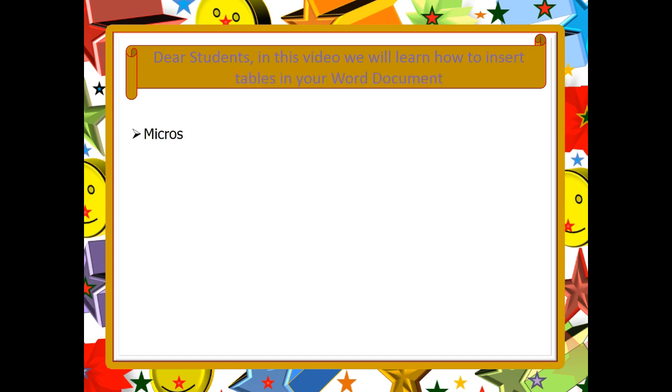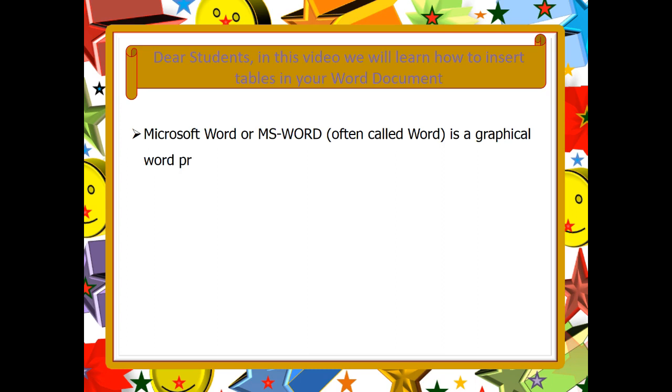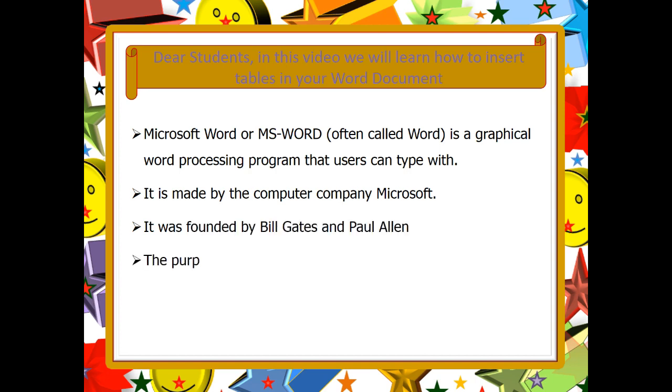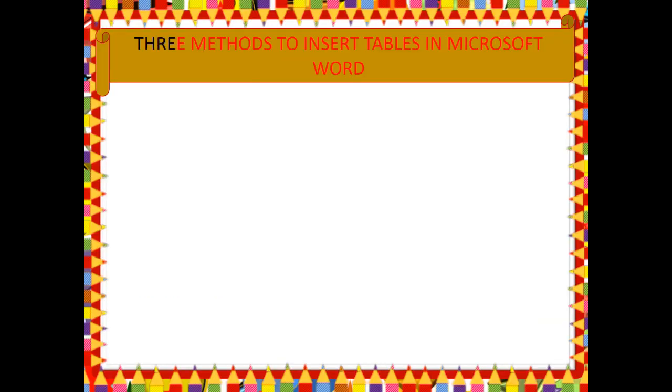First, we are going to see what MS Word actually is. Microsoft Word or MS Word, often called Word, is a graphical word processing program that users can type with. It is made by the computer company Microsoft. It was founded by Bill Gates and Paul Allen. The purpose of MS Word is to allow users to type and save documents.